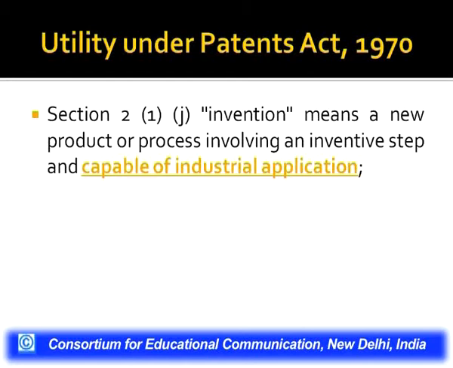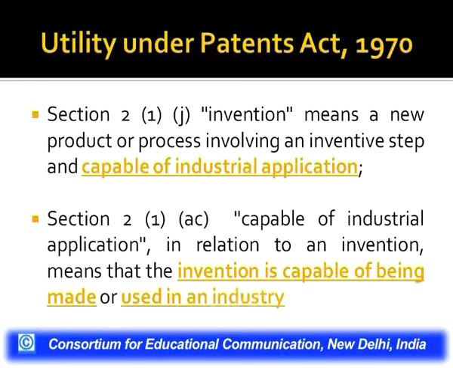The capability of industrial application. If it lacks the capability of industrial application, it cannot be given patent protection. Another definition which has to be seen by the person seeking the patent is under Section 2(1)(ac), which reads that capable of industrial application, in relation to an invention, means that the invention is capable of being made or used in an industry.